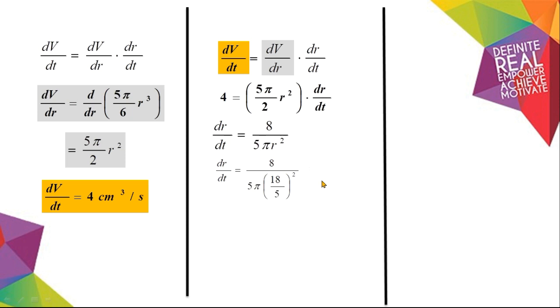Then we can simplify this: it will be 8 over 324 over 5 pi. If we simplify it, it will be 10 over 81 pi. The decimal value for this is 0.0393 cm per second. This is the answer for the question.